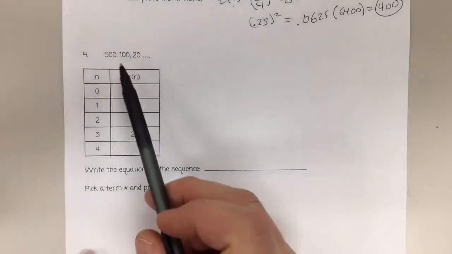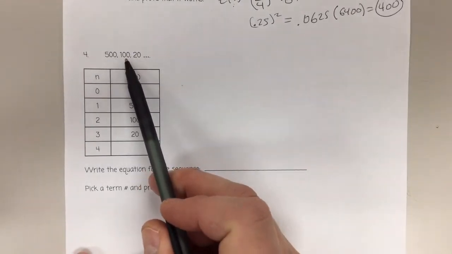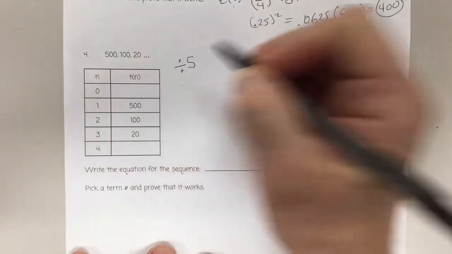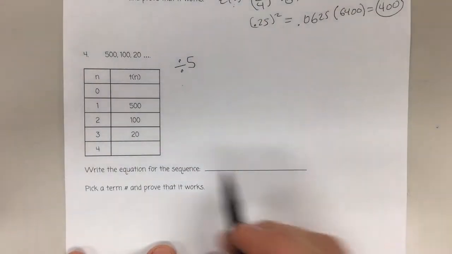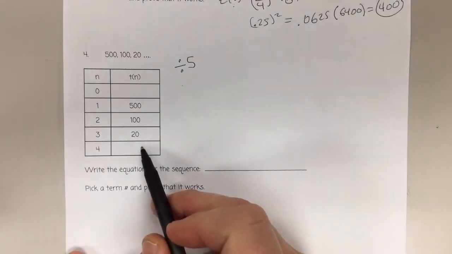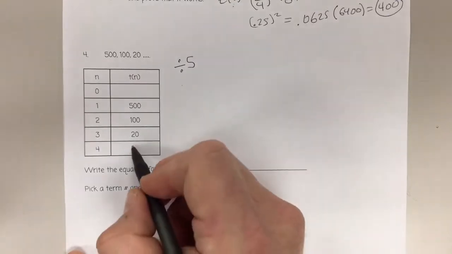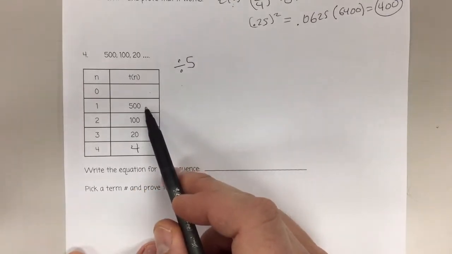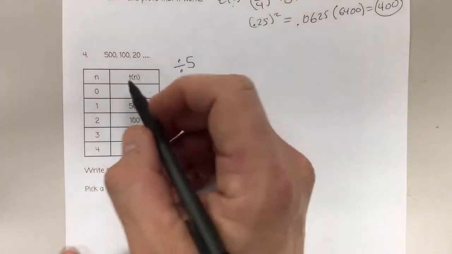For our last example, you will notice that to go from 500 to 100 is divided by 5, and 100 to 20 is divided by 5, so my multiplier is divided by 5. To find the fourth term in the sequence, I would take 20 divided by 5 is 4. To find the 0 term, I would multiply 500 by 5 and get 2500.